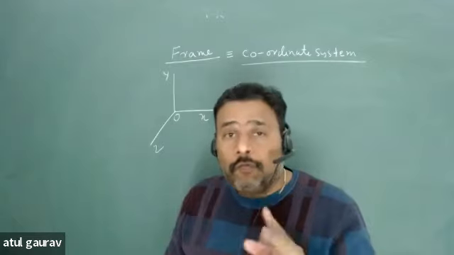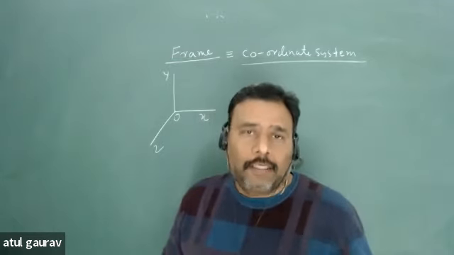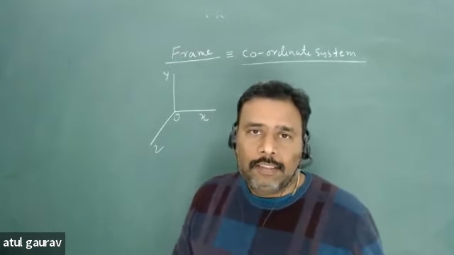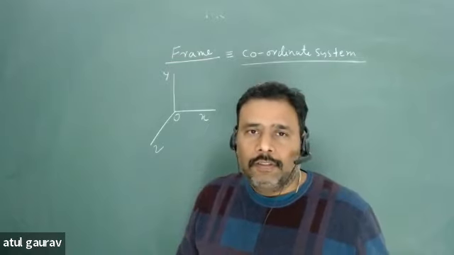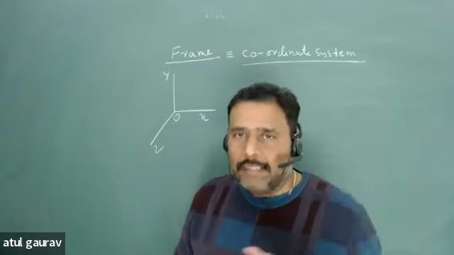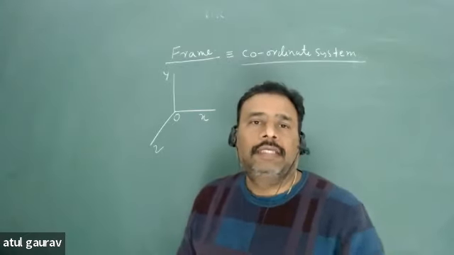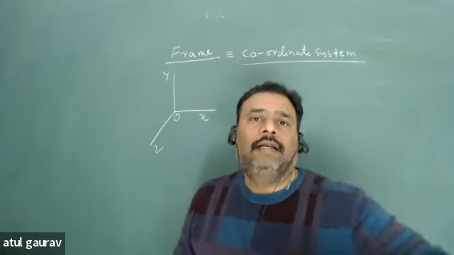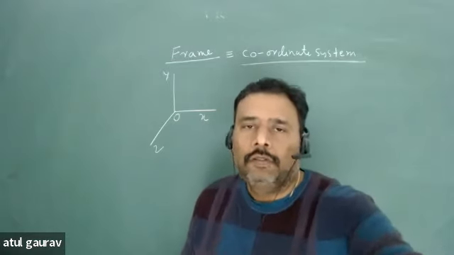Suppose the 2 frames are attached to 2 different bodies. That is the more important thing. Suppose you are talking about a platform and a train. That means one frame is associated with the platform and another frame is associated with the train.